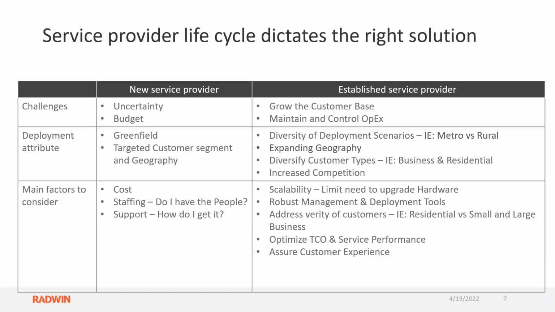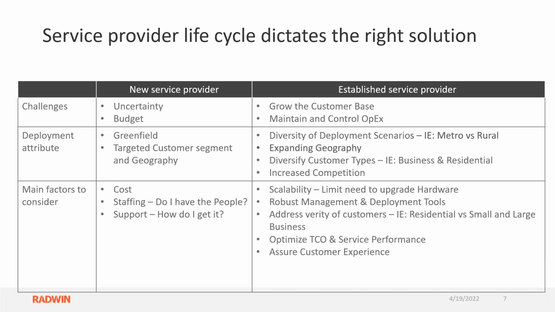In established service providers, it comes down to scalability a lot of times. I need to limit the need to upgrade hardware. If I've got a particular product that has a limited number of, let's say, subscriber units that I can add to it, that means I have to be careful not to overload it, or I have to pull that down, add a new product in there, or add another one. So what's the scalability that I have to deal with?